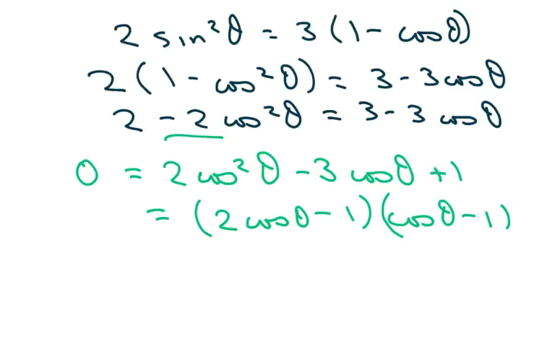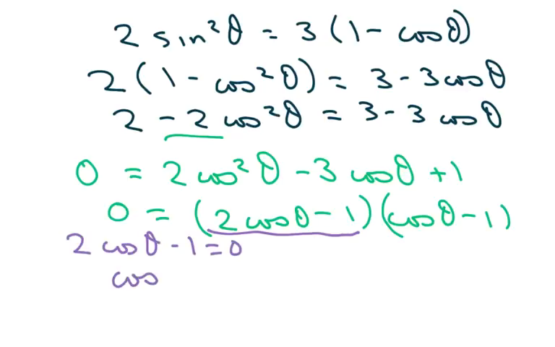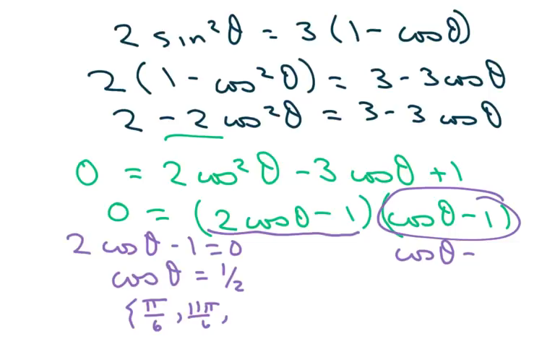So here we set this to 0. For this one, set it to 0. So you have 2 cosine of theta minus 1 equals 0. So cosine of theta equals 1/2. Now that's going to occur at pi over 6 and 11 pi over 6. And this one, you have cosine of theta equals 1, and that happens at 0.